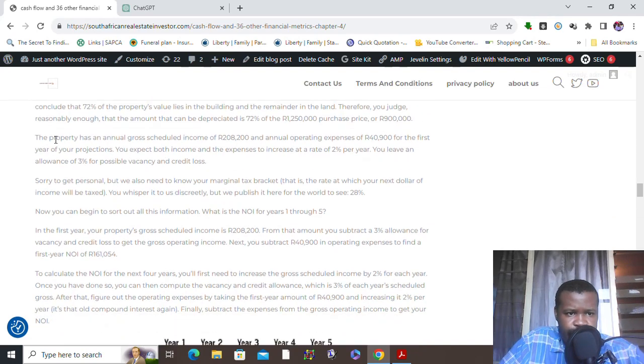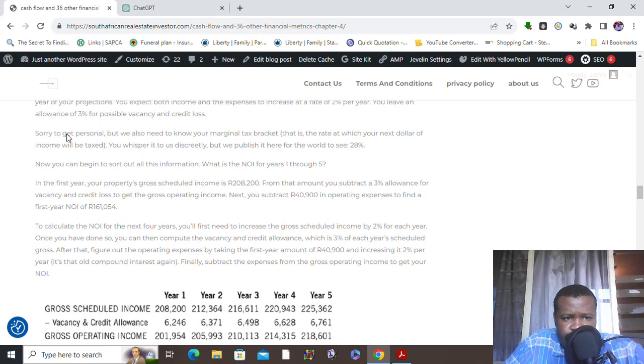The property has an annual gross scheduled income of 208,000 Rand and annual operating expenses of 14,900 for the first year of projections. You expect both income and expenses to increase at 2% per year. You leave an allowance of 3% for possible vacancy and credit loss. Sorry to get personal, but we need to know your marginal tax bracket. You whisper it to us discreetly, but we publish it for the world to see: 28%.